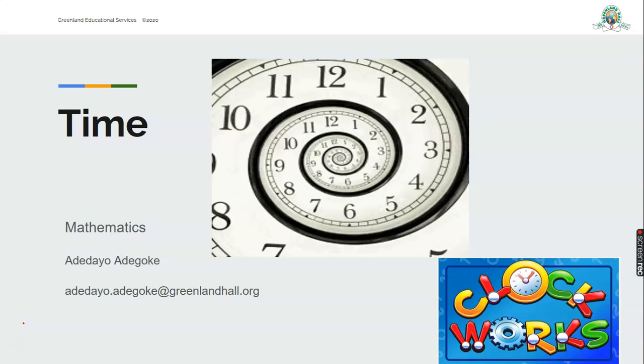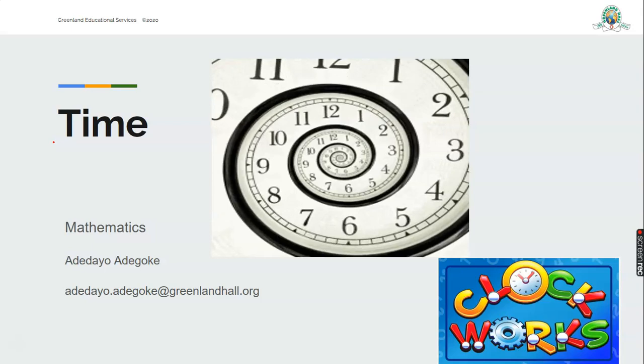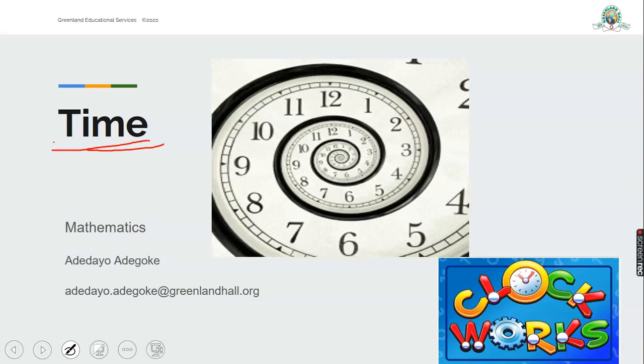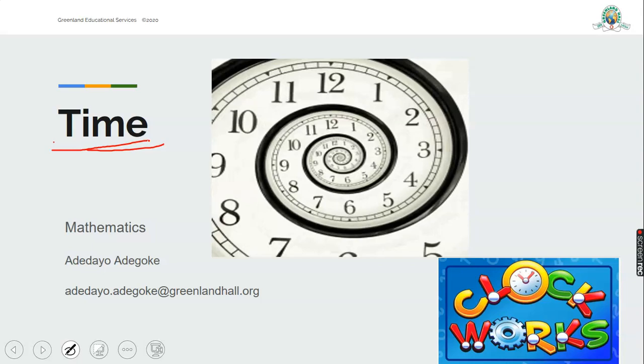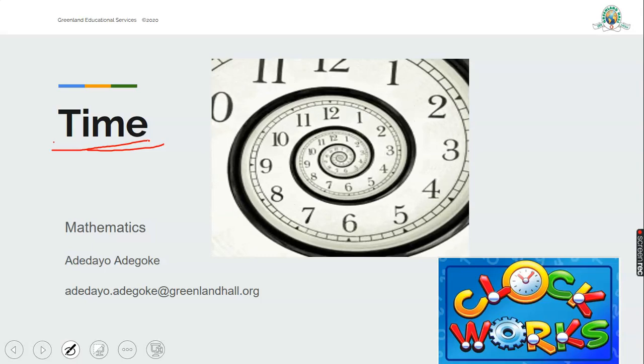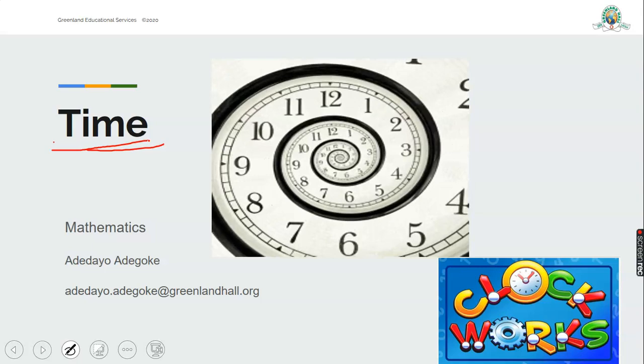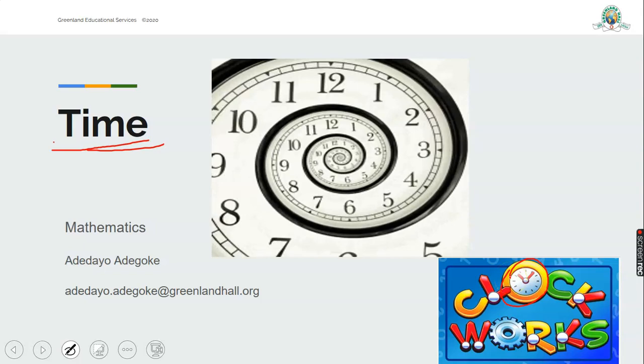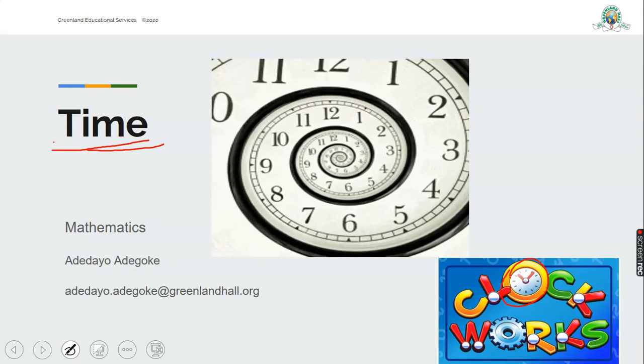As you can see on the screen, our topic is time, T-I-M-E, time. And I'm sure that you are very familiar with a clock. A clock tells us the time. Not only a clock, most of you have your wristwatches. The wristwatch also tells you the time. The face of the clock shows some digits, and the digits help us to know what time of the day it is.